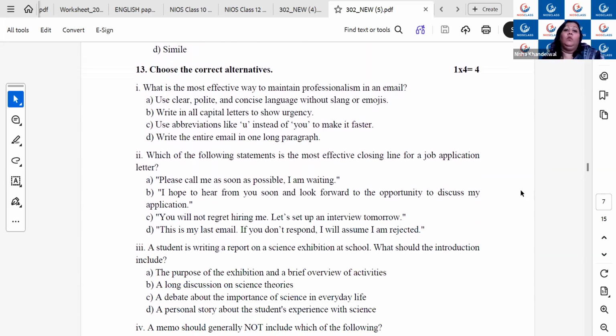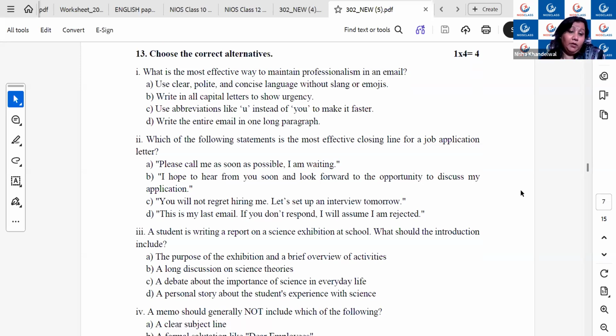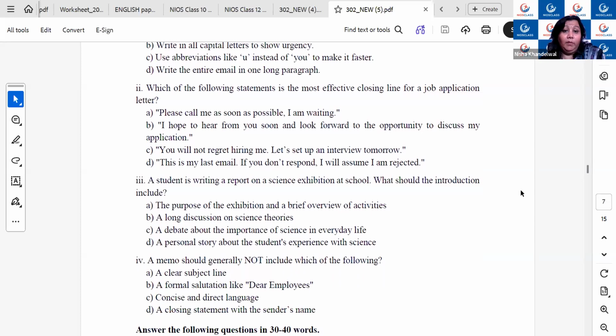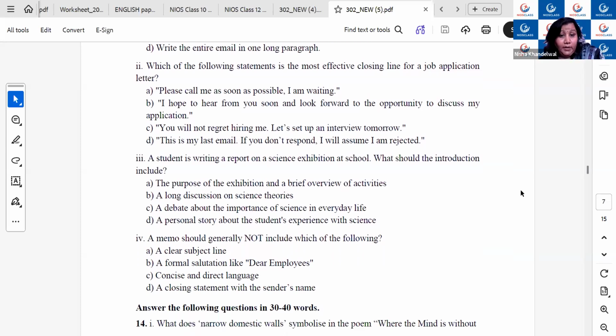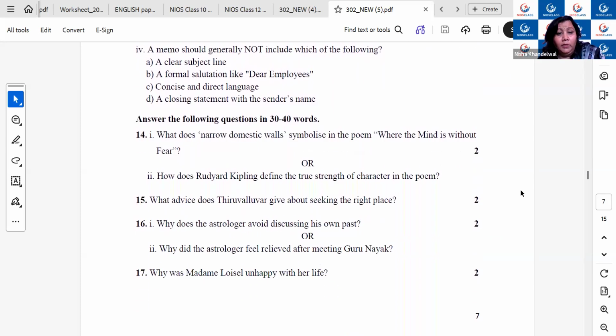Now, for example, the first is: what is an effective way to maintain professionalism in email? Okay, so options are there. Now all these MCQs are related to the writing part of your paper. How to write a memo. Okay, a report is there, so what introduction should be included in that. A job application letter is there. That is also there.